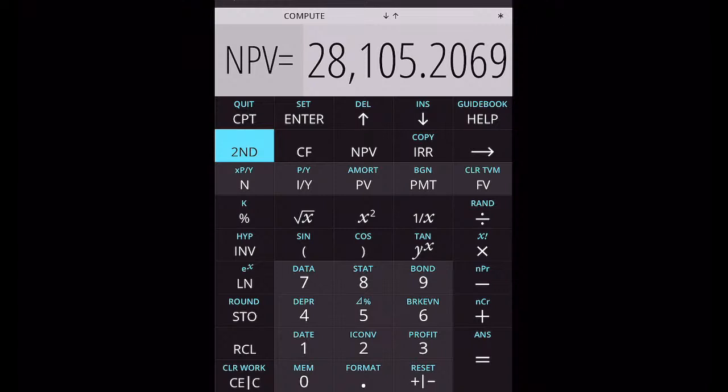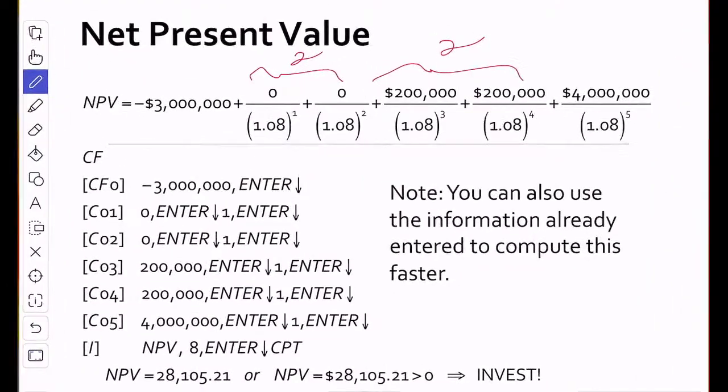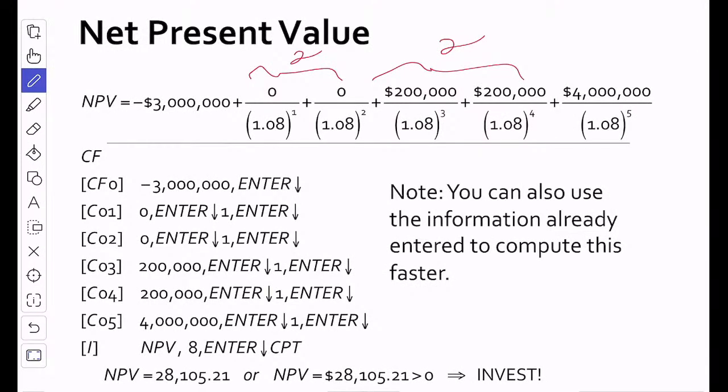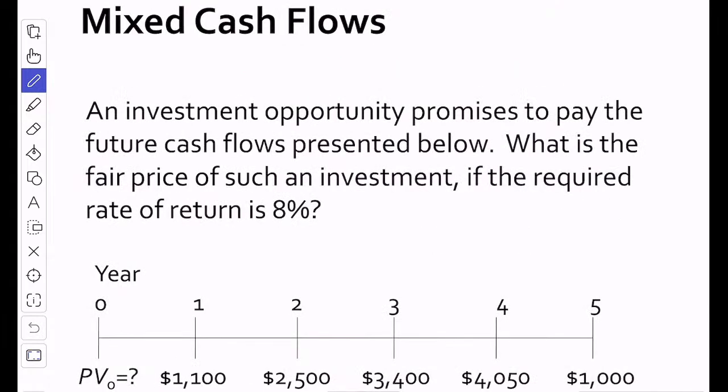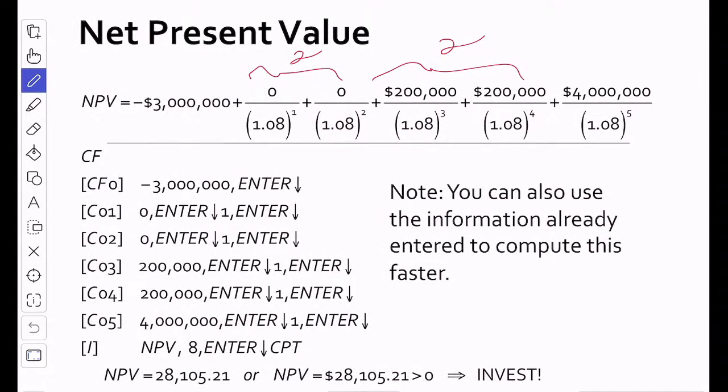Okay, let's continue. So now that's a positive, so we should invest. We should invest if we actually do something with the property to create revenue, to generate income from this asset. Okay, so any questions about the net present value?